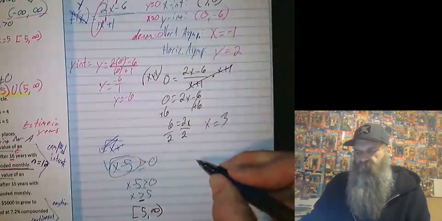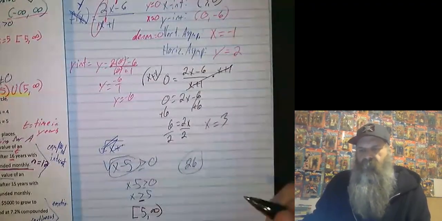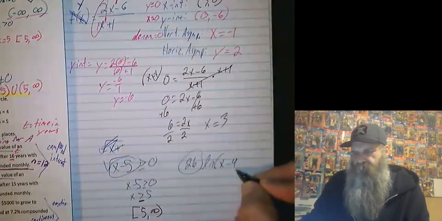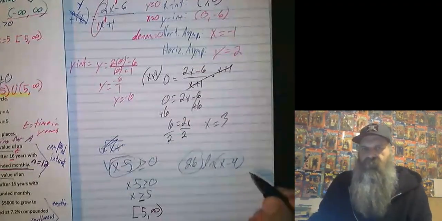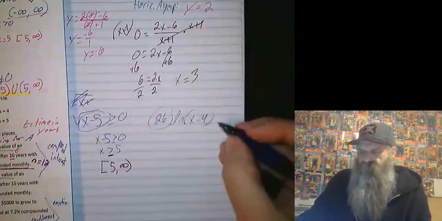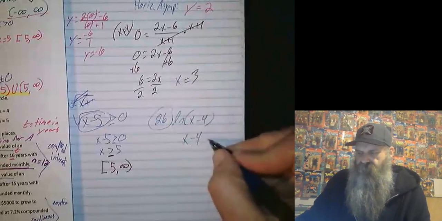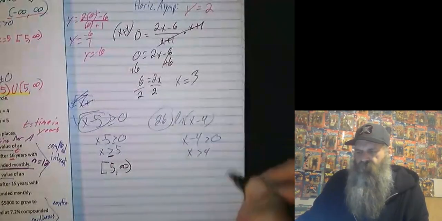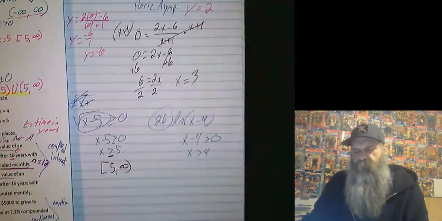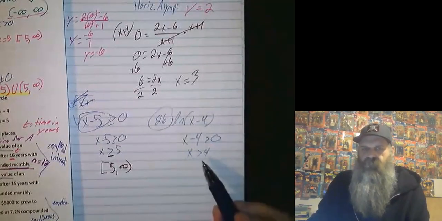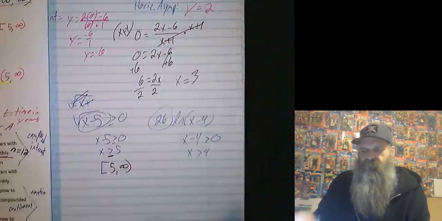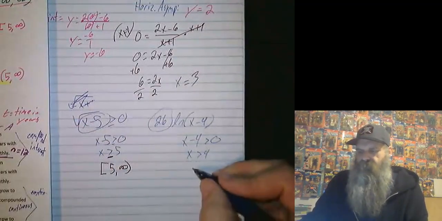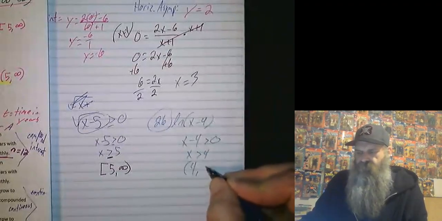For number, let's say 26, we have the natural log of x minus 4. So here, this cannot equal 0. The piece that's inside has to be greater than 0. Add 4 to both sides, and x is everything greater than 4, but not including 4. So that's the difference between the log and the square root. So this would be parentheses 4 to infinity.